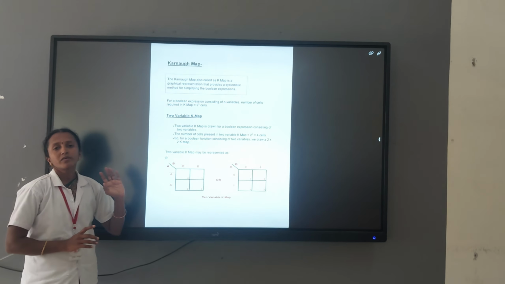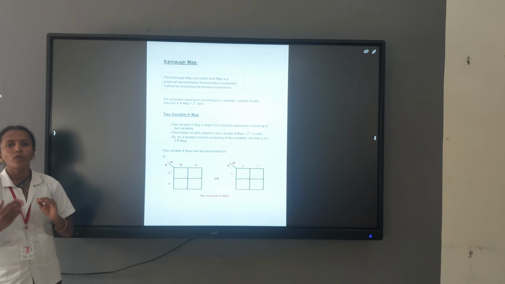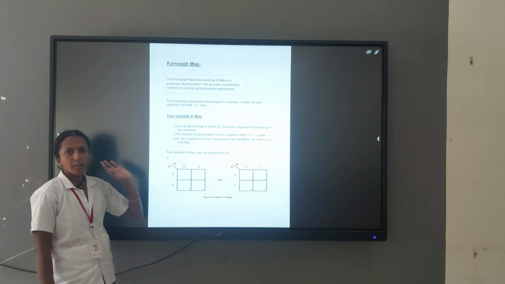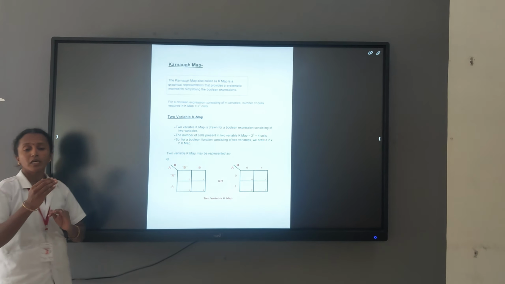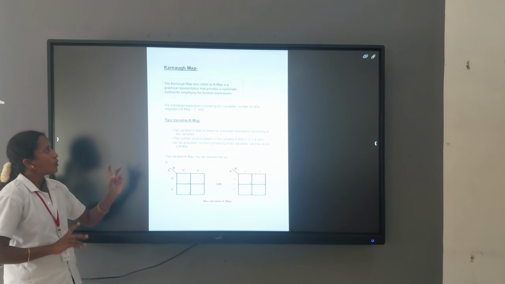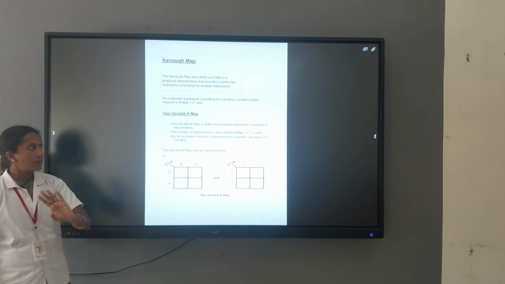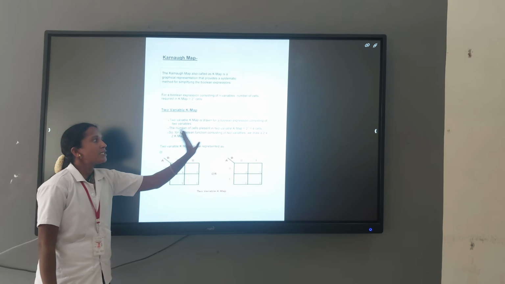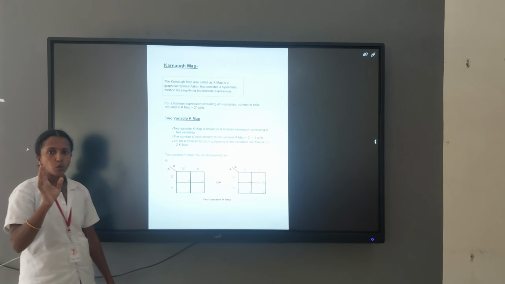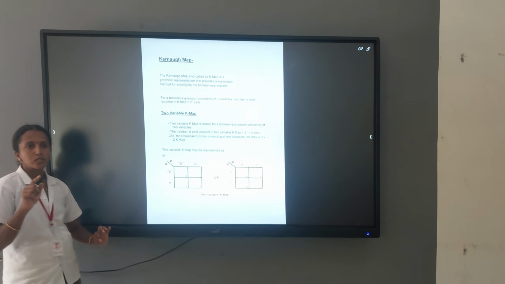For the K-map simplification, there are 5 variables available: 1 variable, 2 variable, 3, 4, 5, it goes on. First we are going to see about the 2 variable K-map. From the name itself we can easily identify that this map consists of 2 variables. So a 2 variable K-map is drawn for a Boolean expression consisting of 2 variables. The number of cells present in a 2 variable K-map is equal to 2 power n, and the small n is equal to 2. So for a Boolean function consisting of 2 variables, we can draw a 2 cross 2 K-map.